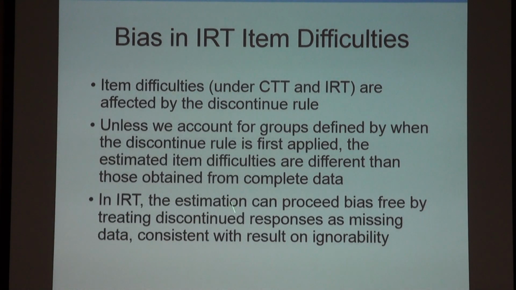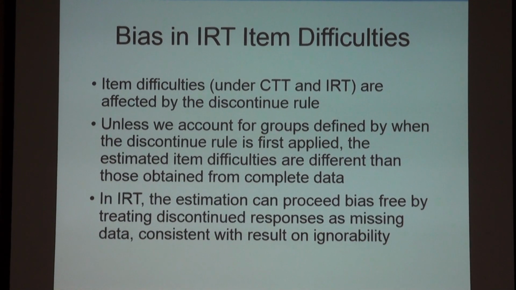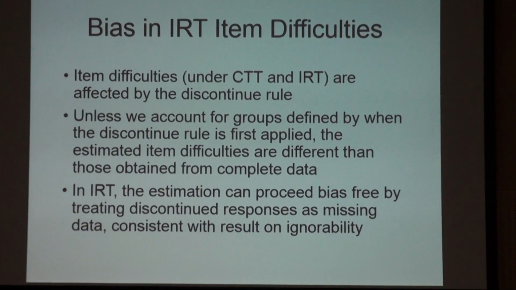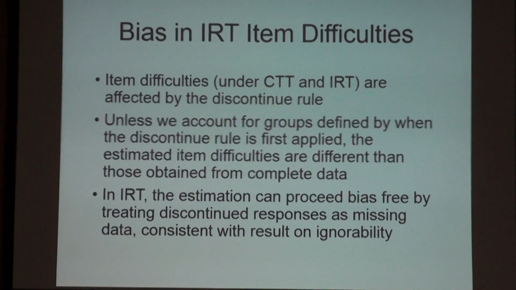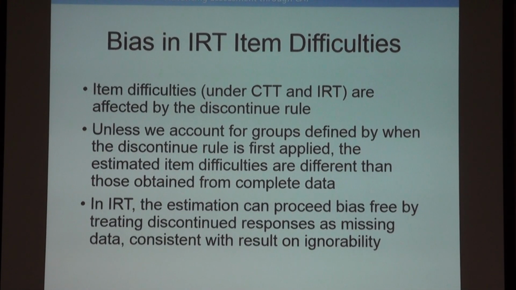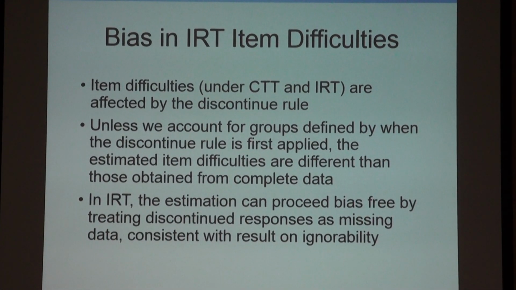Yeah, the same can be done with CTT. I have a paper where I can actually show you the amount of bias. It's a recursive formula. You can calculate that actually. The easy way to treat it is just use missing data instead of wrong. And then there's one final consequence.